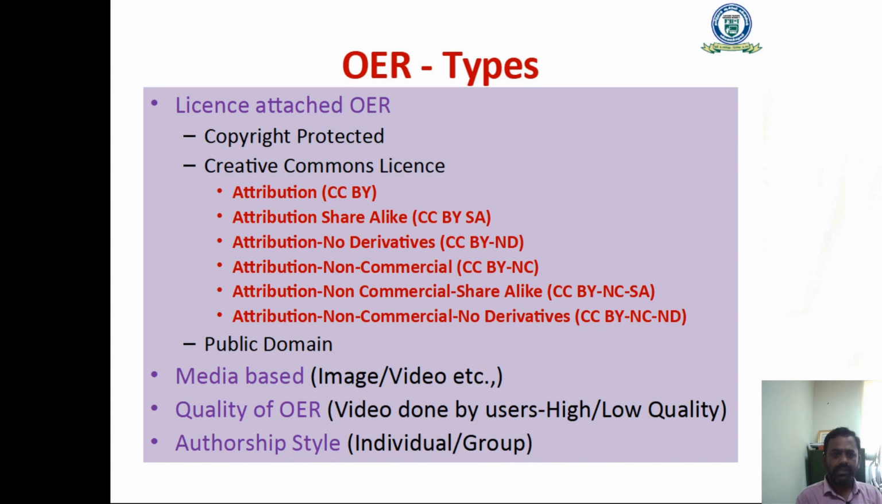While considering the license attached OER, there are two types, that is copyright protected and the next one is CCL, that is Creative Commons license. In Creative Commons license, there are 6 attributions. The first one is attribution, which is referred to as CC BY, Creative Commons license by attribution. Attribution share alike is denoted as CC BY SA. Attribution non-derivatives is represented as CC BY ND.